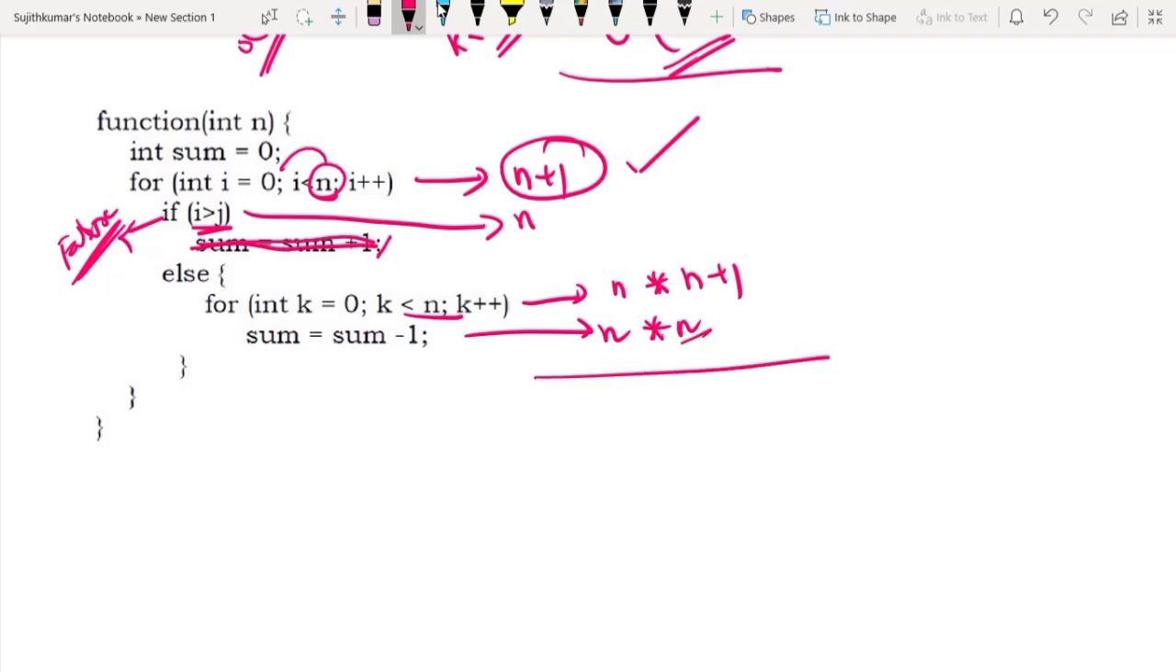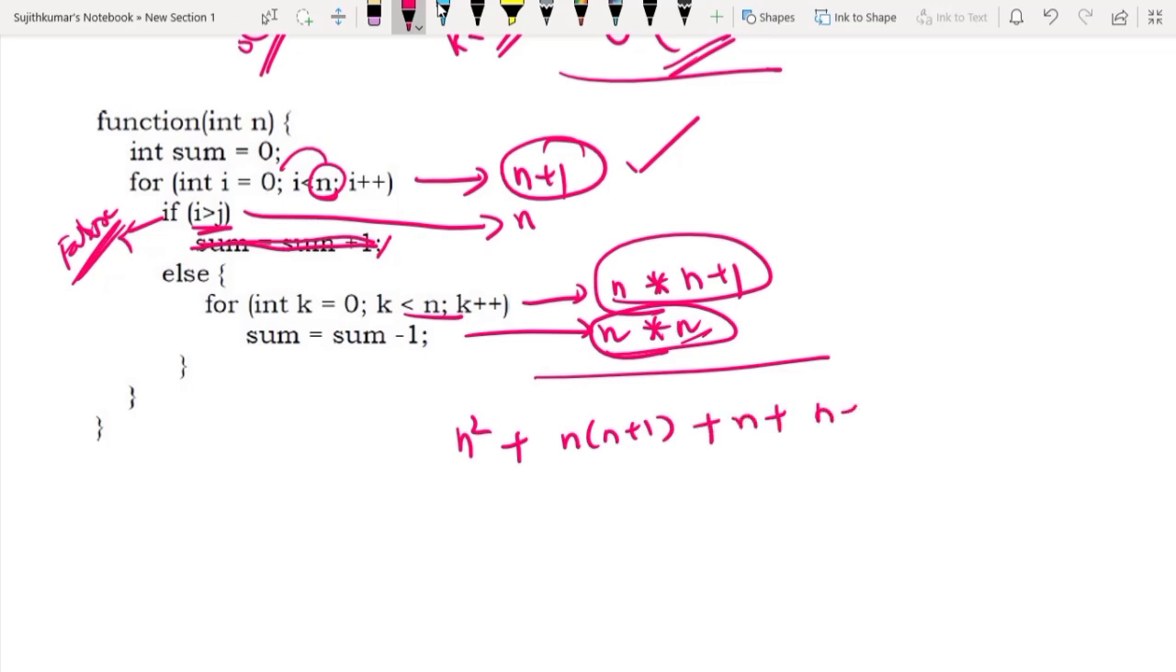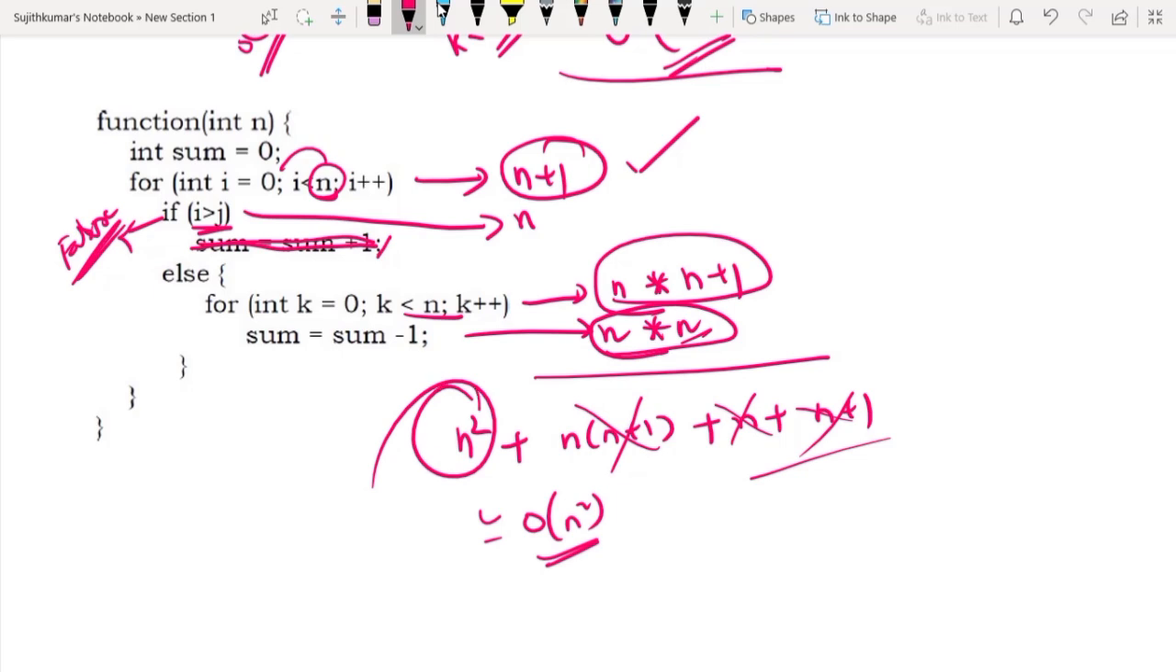If I sum this up, I'll get n square plus n into n plus 1 plus n plus n plus 1. The worst case is n square, that is the highest degree here. So that's the big O of n square. The other terms will not be considered because n square is the highest degree.